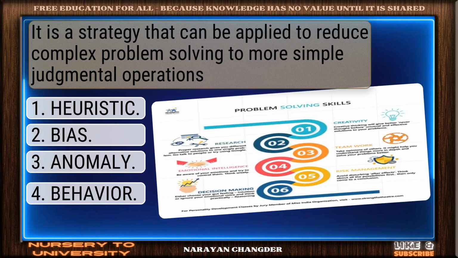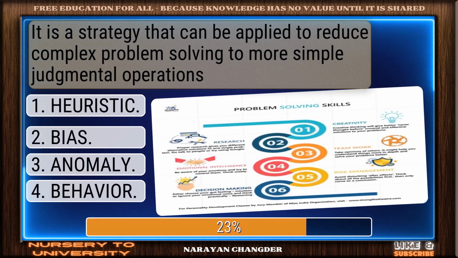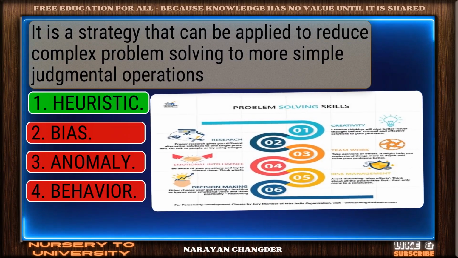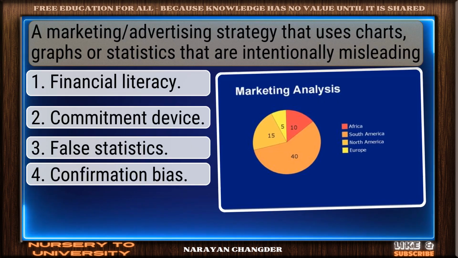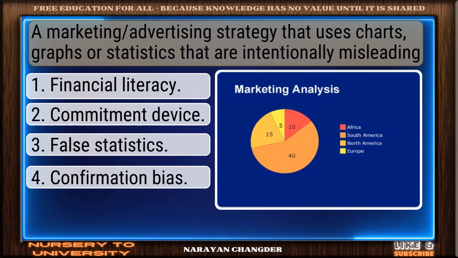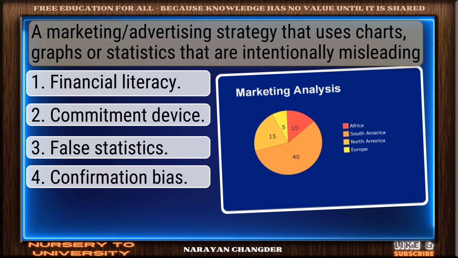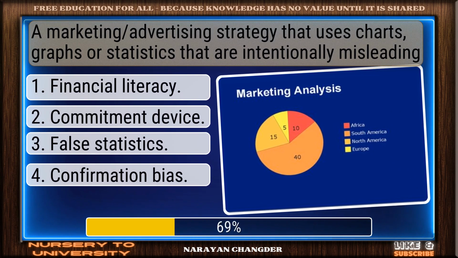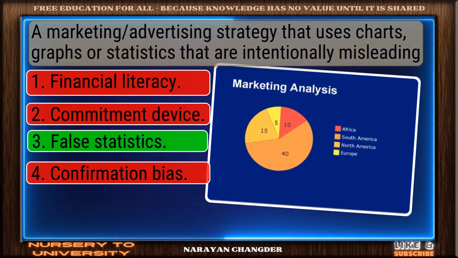It is a strategy that can be applied to reduce complex problem solving to more simple judgmental operations. Well reasoned. Heuristic is the correct choice. A marketing advertising strategy that uses charts, graphs, or statistics that are intentionally misleading. Right again. False statistics is a valid answer.